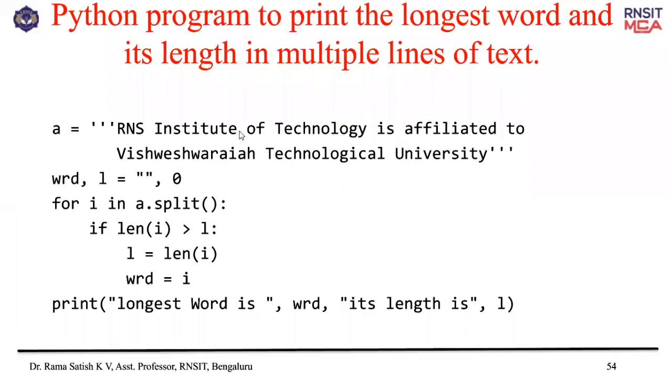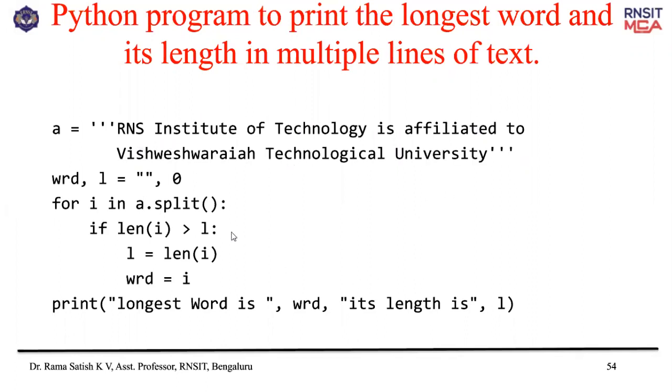Next, institute. Institute is having 8 plus 1, 9. 9 is greater than 3. Yes, it will store 9 here. Next, similarly, it will go to each word and check its length. If the length of that particular word is more, then it will be recorded here. The length will be recorded in L, and that current word is recorded in WRD. So this goes on for all the words in a multiple line of text.